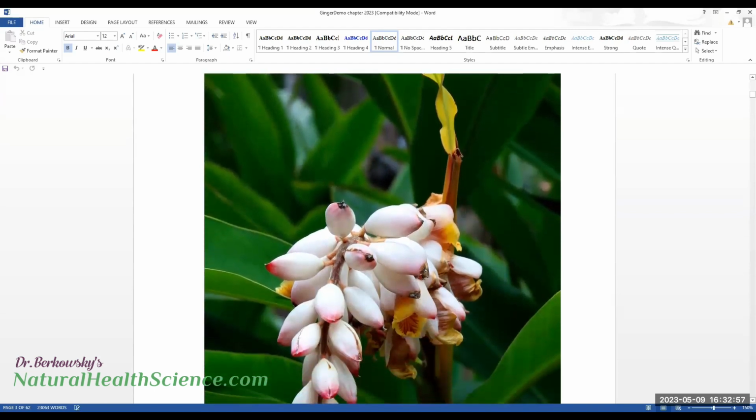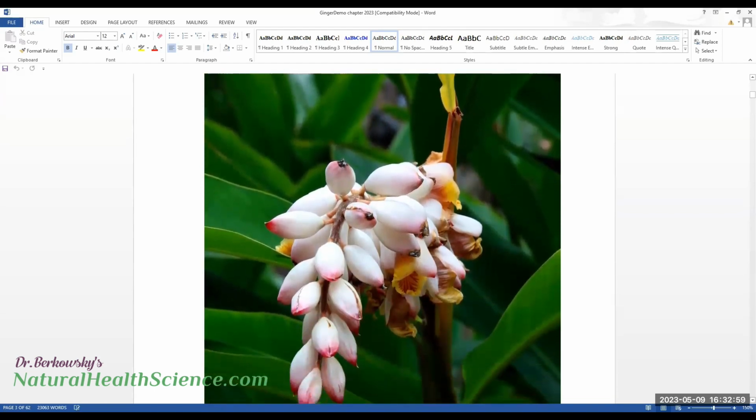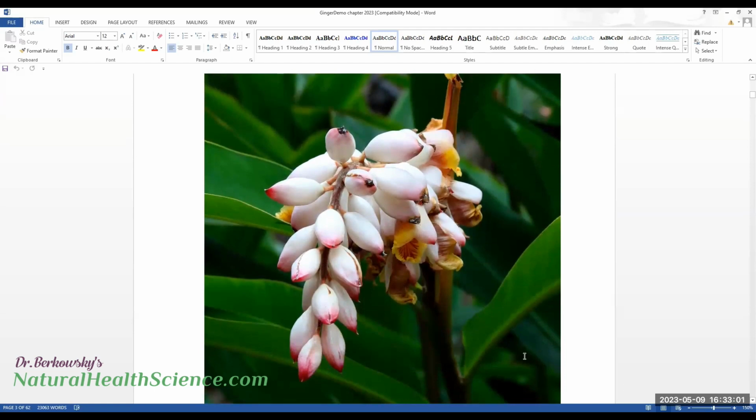Here's a good picture of the flowers in close-up. And we can see they do have this type of softness about them with the pink at the edge, which is going to take you to heart chakra, the element of love, and so forth. And of course, the flower is the sexual organ of the plant. So this tells you something about the ginger oil individual on that level.